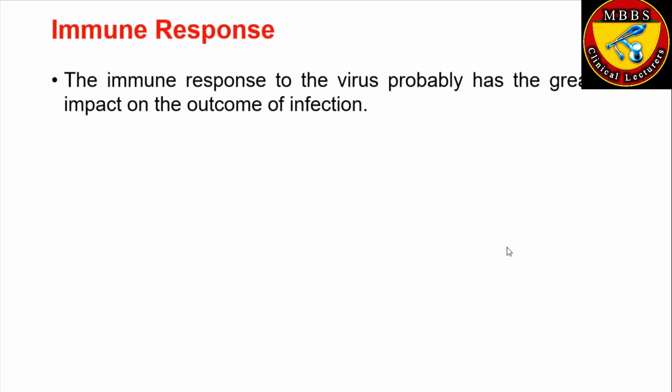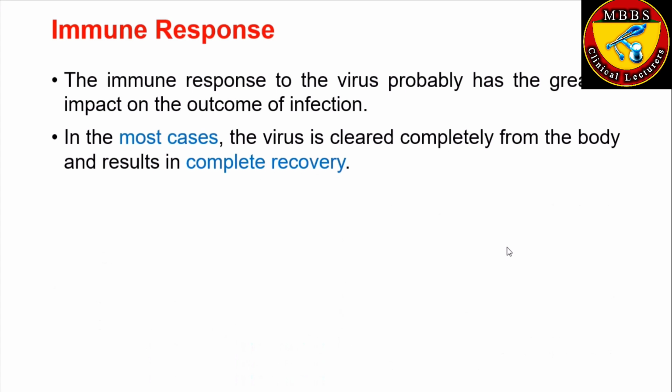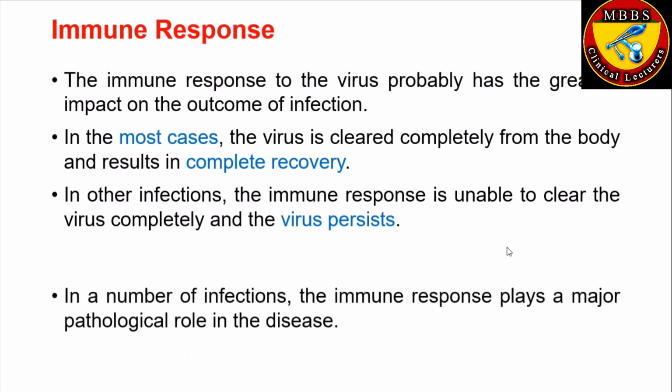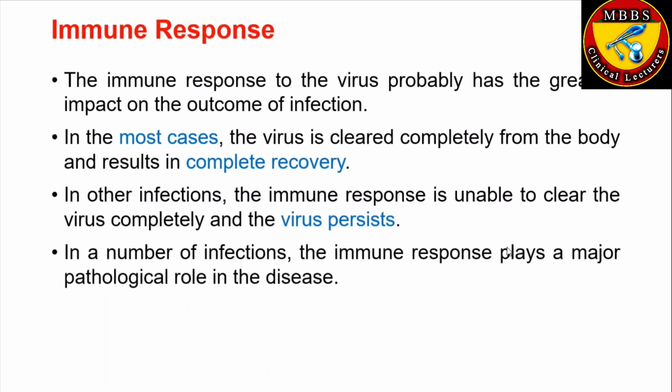Then comes the immune response. The immune response means the response of the immune system to the antigens or the infection. The immune response to the virus probably has the greatest impact on the outcome of the interaction. In most cases, the virus is cleared completely from the body, resulting in complete recovery. It is because of the immune response of the body. In other cases, the immune response is unable to clear the virus completely and the virus persists. In a number of infections, the immune response plays a major pathological role in the disease.